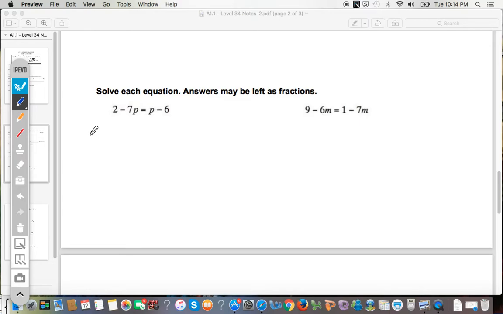Okay, so I have the same goal in mind as always. I'm just going to try to isolate my variable. So notice I have 2 minus 7p on this side, and I have p minus 6 on this side. So I have a p on this side of the equation and a p on that side of the equation. So my goal right now is to get the p's all on one side. So having said that, I'm going to add 7p. Again, there's a couple different ways to do this. And add 7p over here.